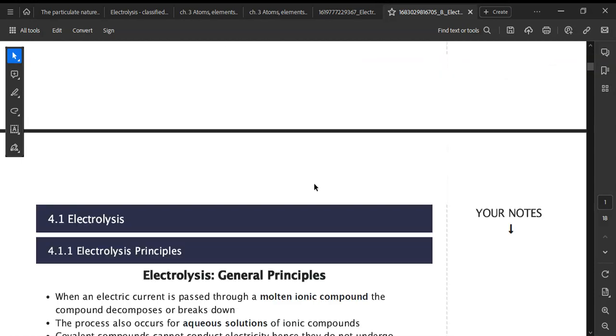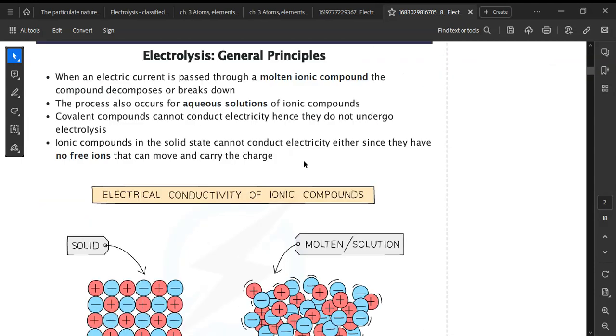So let's start. We'll start by looking at electrolysis, the general principles. When an electric current is passed through a molten ionic compound, the compound decomposes or breaks down. The process also occurs for aqueous solutions of ionic compounds. Covalent compounds cannot conduct electricity, hence they do not undergo electrolysis.